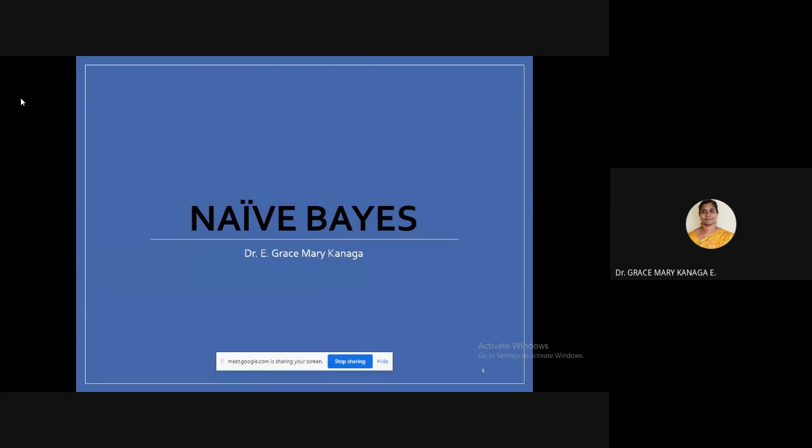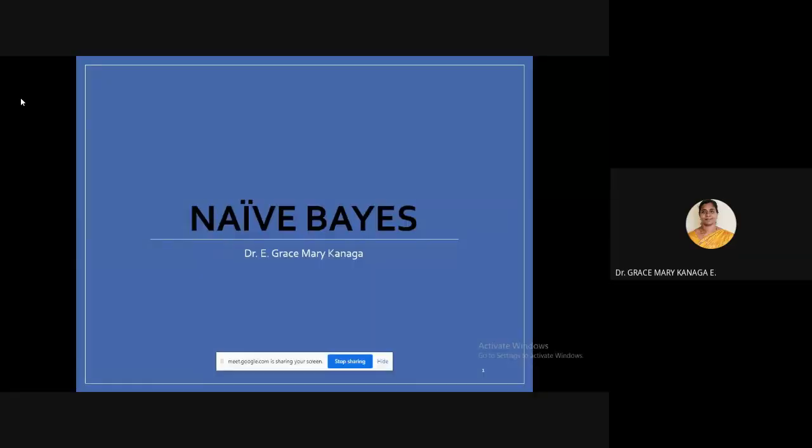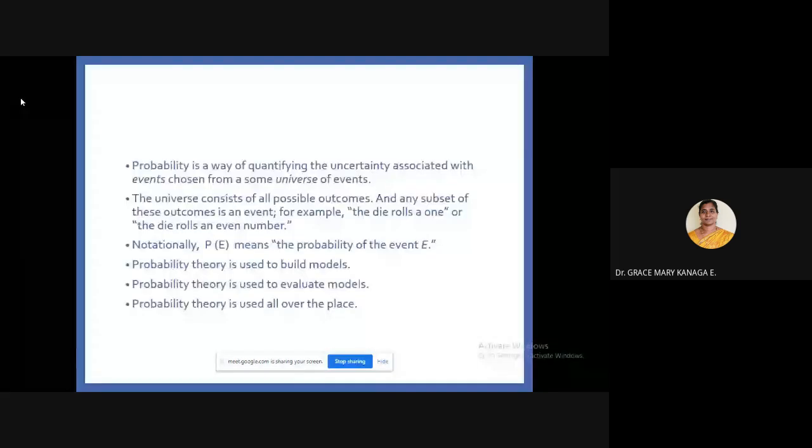So today we are going to discuss the Naive Bayes algorithm. We'll see how this algorithm works. The uncertainty associated with events chosen from some universe of events.